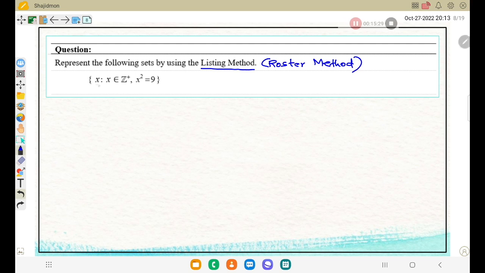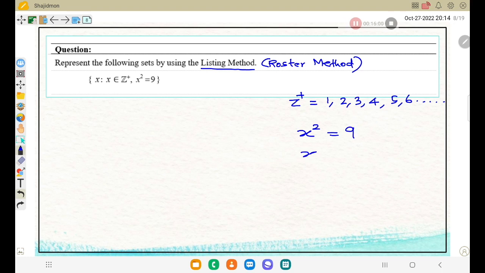Set of all X such that X belongs to Z plus. Z plus means positive integers, correct? Z means integers, and the plus on top means positive integers. So what are the positive integers? 1, 2, 3, 4, 5, 6, like that it goes on, correct? Now what is the condition? X square should be 9. The square of the number should be 9. X square should be 9, correct?